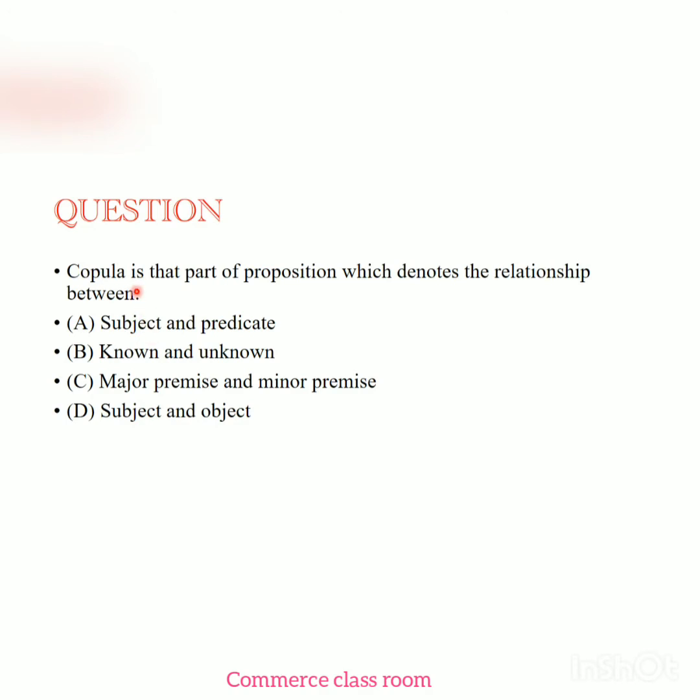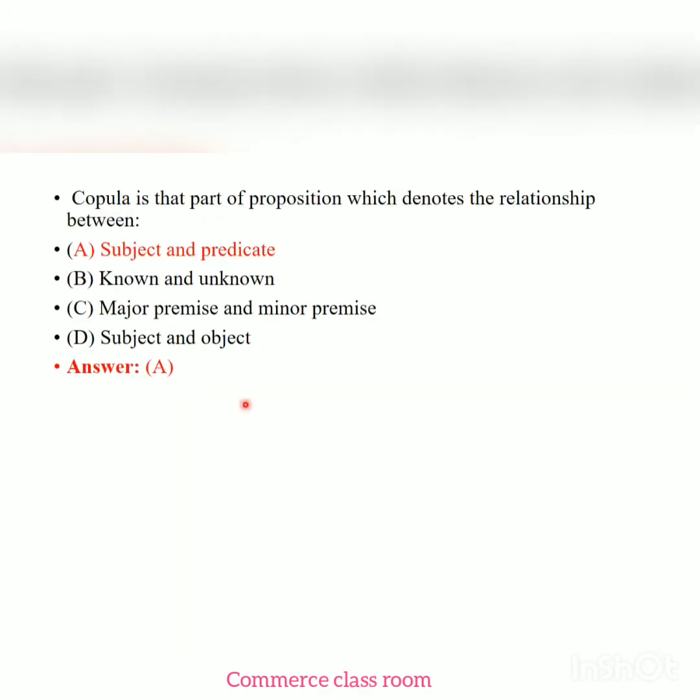Next question. Copula is that part of proposition which denotes the relationship between option A, subject and predicate, option B, noun and unknown, option C, major premise and minor premise, option D, subject and object. Our answer is option A, subject and predicate.